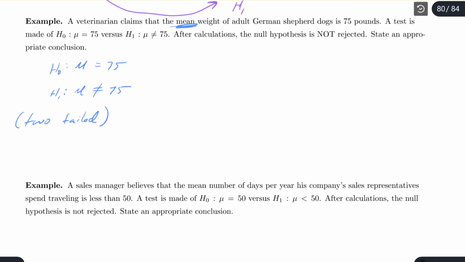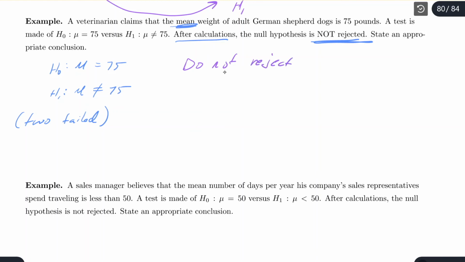I know it doesn't ask us to determine two-tail, left tail, or right tail, but it's a good habit to build up, because eventually, for a full problem, we need to determine this to find the calculation, to determine if it's reject or not reject later on. So it's a good habit. After calculation, the null hypothesis is not rejected. Do not reject. Stay to appropriate conclusion. So do not reject.